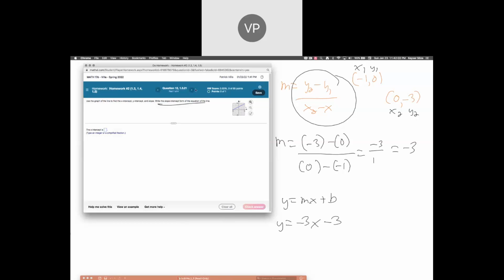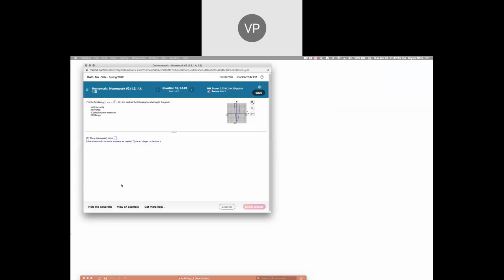Okay, and now we'll do some more like this. I'm just kind of going every 4 here just to give you a little sample of what you're going to see on your homework. On this one, they ask you to find the intercepts, the vertex, the maximum, and the range. So there's a whole slew of things that are being asked on number 15 here.